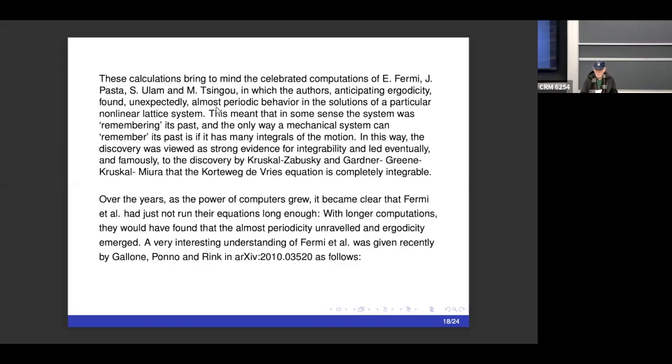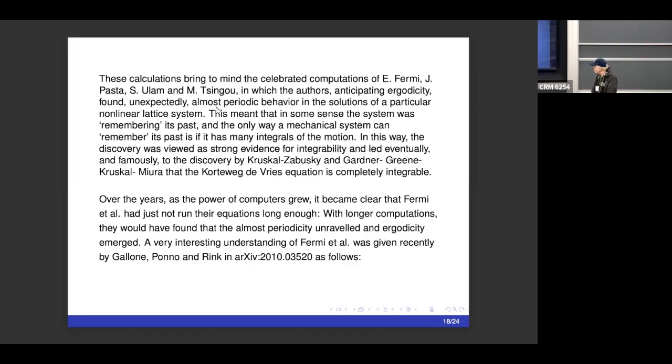Now, the way you could try to understand that was that the only way some inert object like a dynamical system can reconstruct itself or remember its past is if there are many integrals of the motion. That's a way. So people began thinking, wow, this system should have many, many integrals. And then, of course, this way of thinking eventually led to the understanding, after the work of Kruskal and his collaborators, that the associated limiting system was the KdV equation, which in fact was completely integrable. Now, over the years, as the power of computers grew, it became clear that Fermi et al. had just not run their equations long enough. With longer computations, they would have found that almost periodicity unraveled and ergodicity emerged.